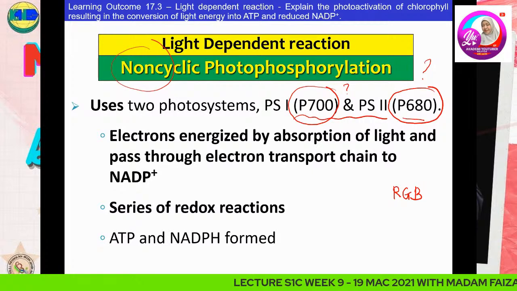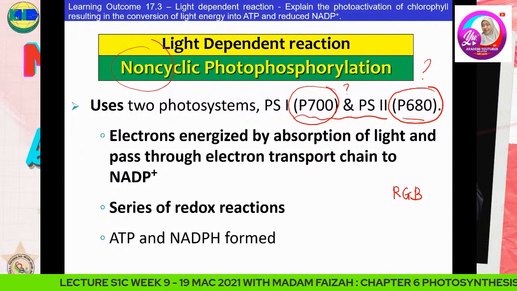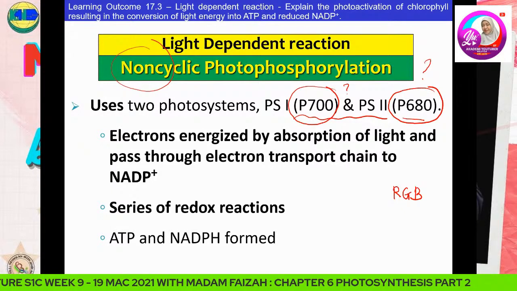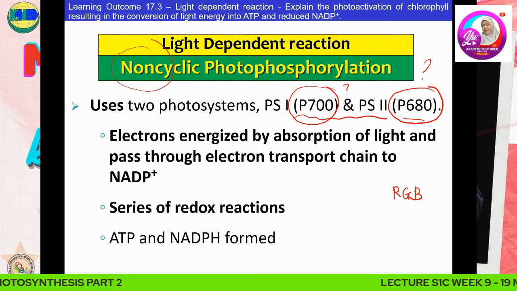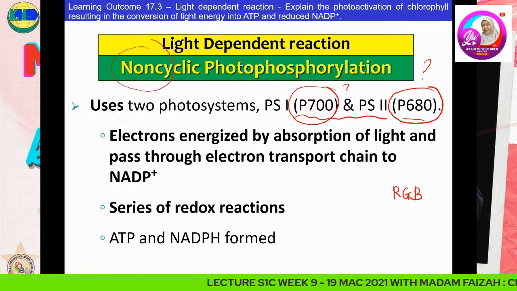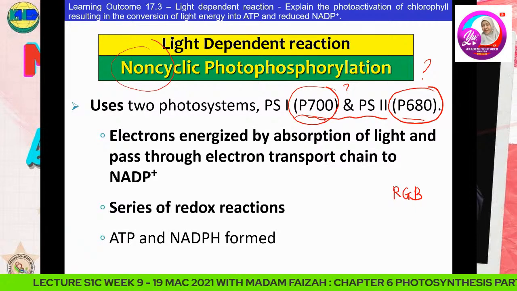Okay, so teacher asked you on Monday why you see green. Actually, green is the wavelength of light that is reflected, around 500, right? Remember that, around 500. So what does the pigment absorb? The pigment absorbs 700 and 680.